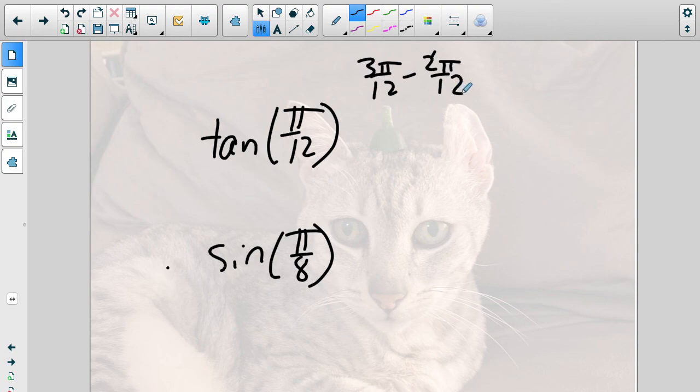How come I could do that one? Pi over 4 and pi over 6. Somebody else could do 4 pi over 12 minus 3 pi over 12, because you know those. I wouldn't do 5 pi over 12 minus 4 pi over 12 because I can't reduce it. Do y'all see what you're doing?